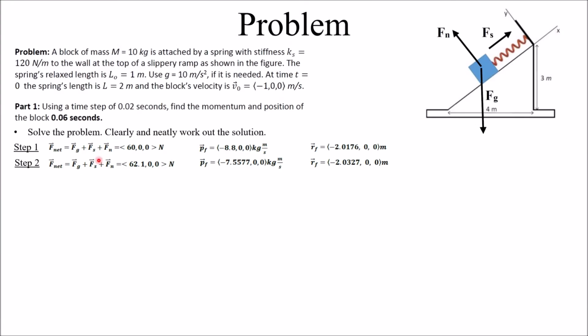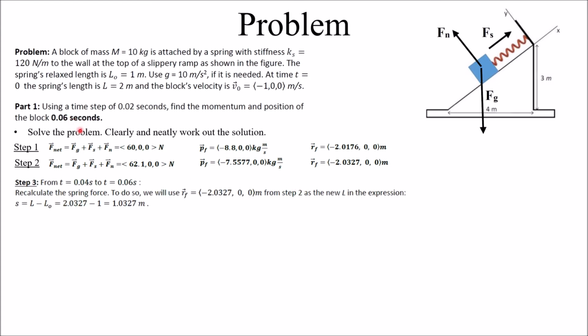This is a summary of the first 2 steps, and we just need to do it one more time. Right now we're at 0.04 seconds. We'll do one more time step to get us to 0.06 seconds. What we really need to do is calculate that elongation again, because we know we're just a little bit farther down the ramp. We stretched that spring a little bit more, so we'll have 123.9 newtons as our spring force now.